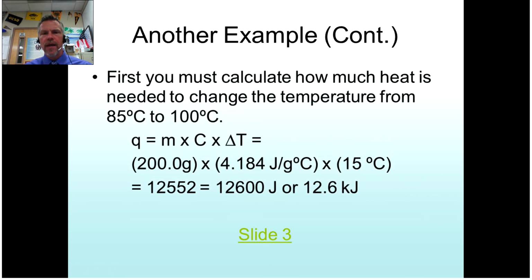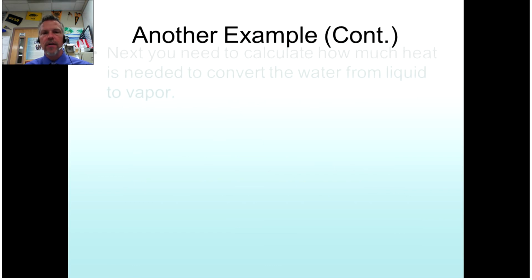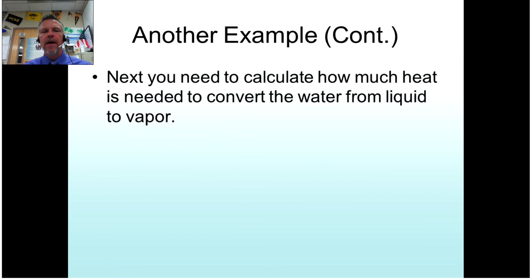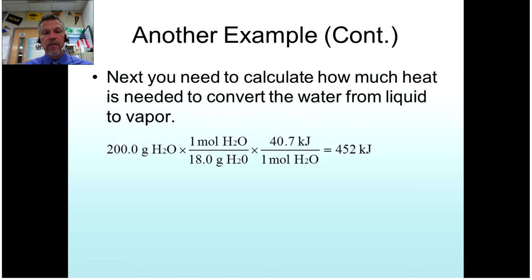I don't know why these slides did that. Let's do the second part. There we go. Now we're going to calculate the amount of heat that's needed to convert the water from liquid to gas. This is where we use our delta H of vaporization. There's no temperature change here, so it's not a Q equals Cm delta T question. Sorry, it's a phase change calculation.